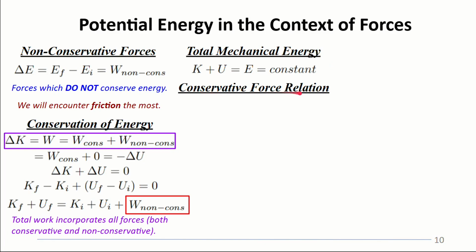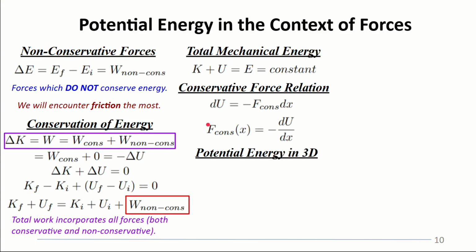And then if we go to conservative forces, if we want to tie forces and energy a bit together, what we find is that we can write dU is equal to negative F conservative times dx. So what can we do with this? We could rearrange this to solve for our conservative force, which is just going to be negative dU over dx. And that's how we get our force from our potential energy. So if we know our potential energy, we can get our force, and vice versa. We can also know our force and also get potential energy as well. So let's see how we can do that.